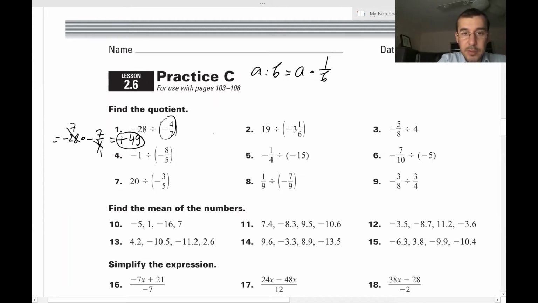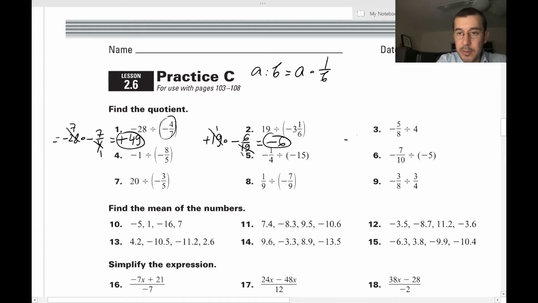Number 2, we have 19 times... This is basically 3 times 6 is 18 plus 1, 19 over 6. So minus 19 over 6 or 6 over 19. Plus times minus is minus, and then 19 and 19 cancel out, and we end up with just 6. So 1 times 6 is 6, so minus 6.